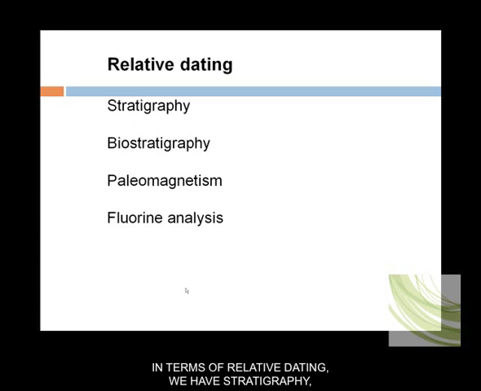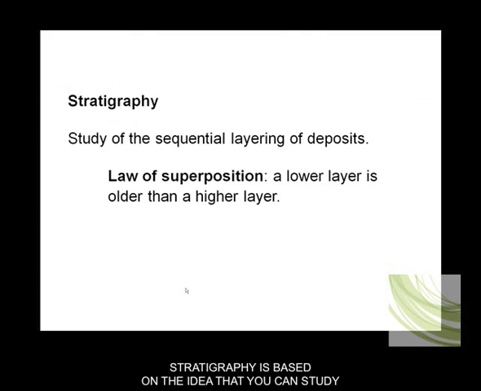In terms of relative dating, we have stratigraphy, biostratigraphy, paleomagnetism, and fluorine analysis. Stratigraphy is based on the idea that you can study the way that deposits of earth layer in a sequential fashion. And it's based on the law of superposition, that a lower layer should be older than a higher layer, which should make sense if you think about it. The higher layers are the ones that are more recently deposited.